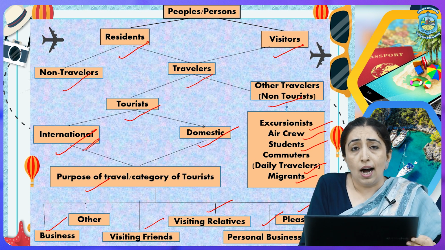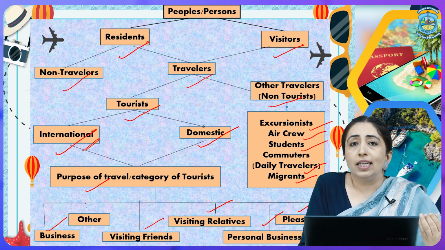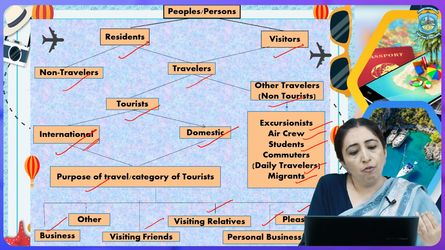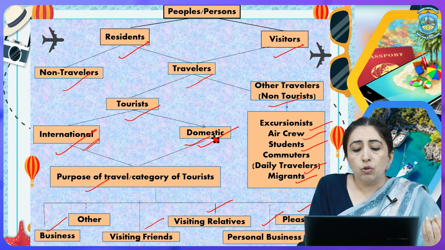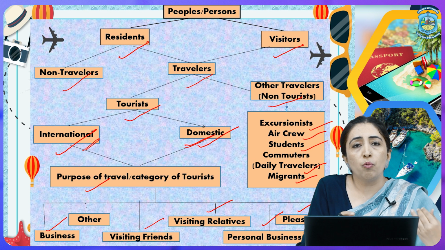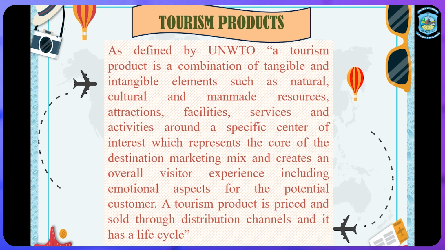Now, what is the meaning of international tourist? When people move from their home country to any other country and stay at least 24 hours but not exceeding 12 months, they are known as international tourists. In case of domestic tourists, when tourists are moving within the boundaries of their country, they are known as domestic tourists. Now, we are able to understand the meaning of tourism products.